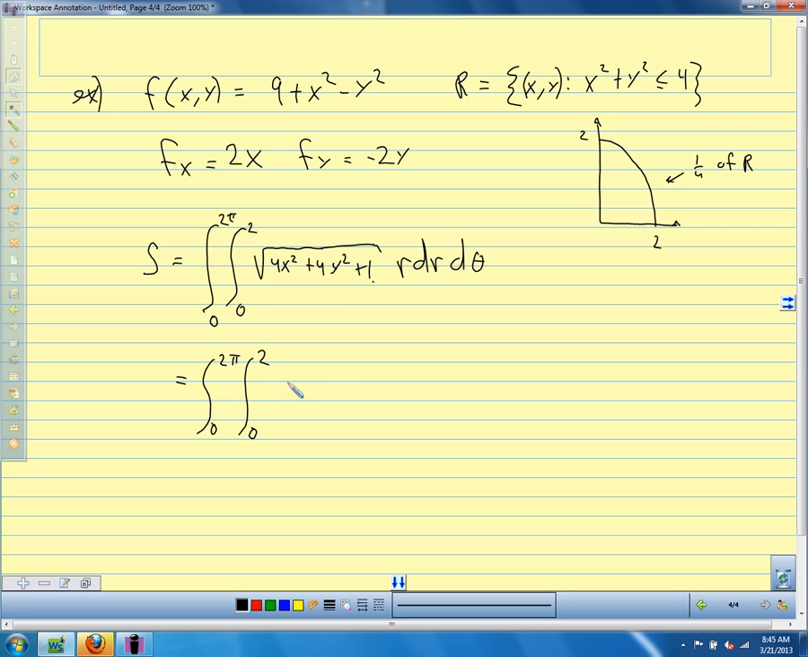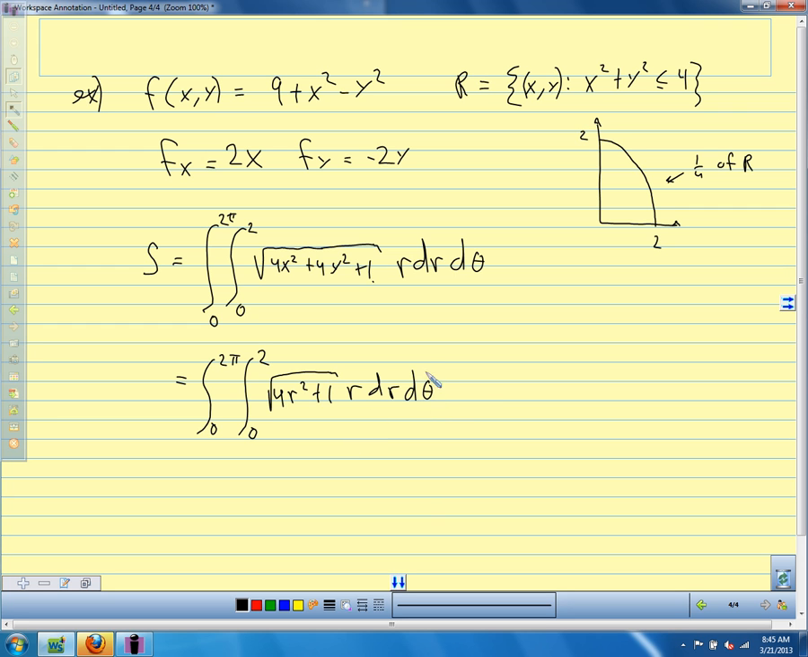So it's going to be the square root of 4r squared plus 1, times r dr d theta. This one's not a difficult one to evaluate because it's a u substitution. Let u equal 4r squared plus 1. Then du equals 8r dr, and we have the r dr there. So this would be a u substitution, and not a difficult one to evaluate.